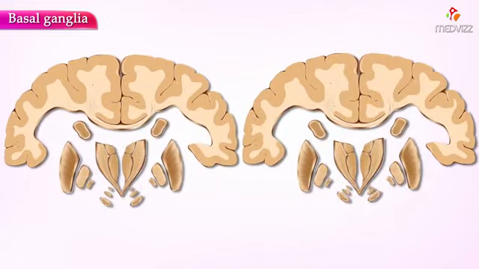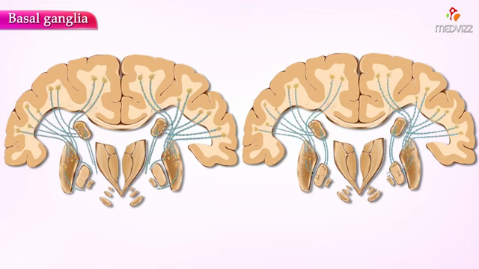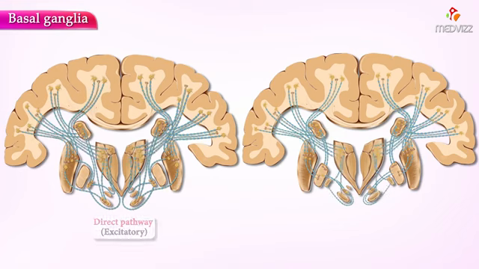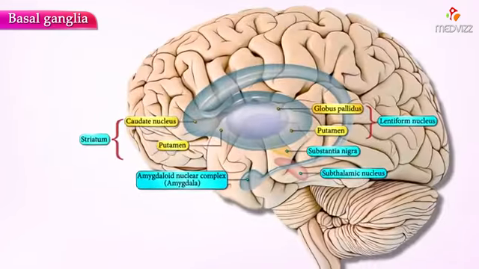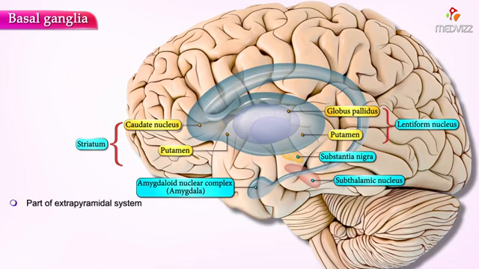Two major pathways emerge from the basal ganglia, which project onto various structures of the brain, communicating with them. They are called the direct or the excitatory, and the indirect or the inhibitory pathways. The basal ganglia are a part of the extrapyramidal system and they participate in movement modulation.